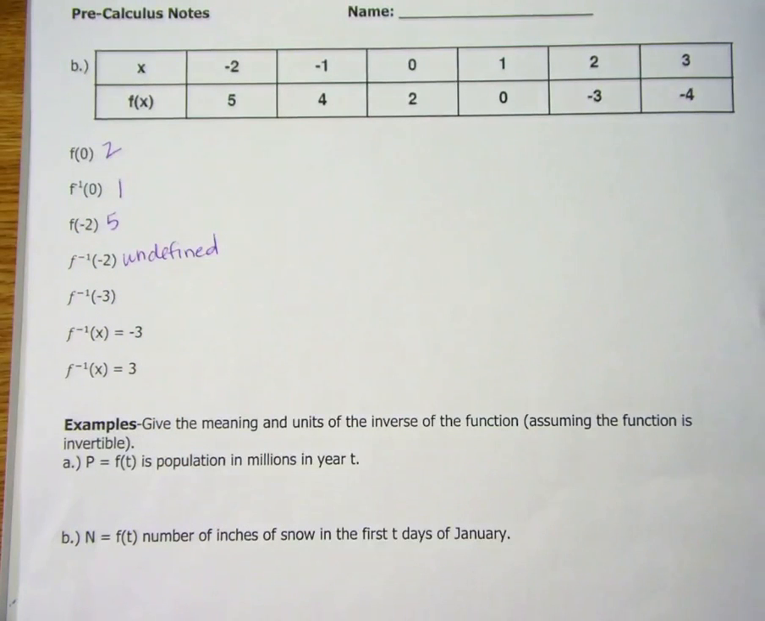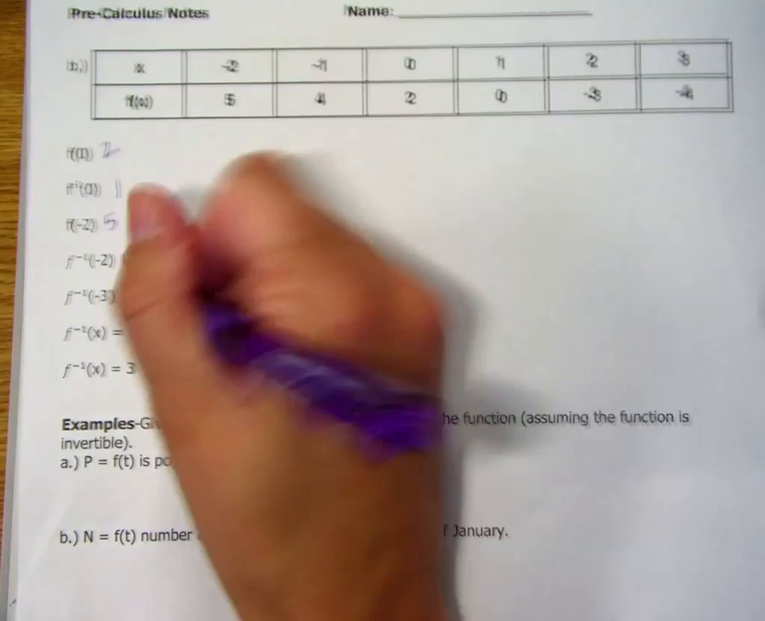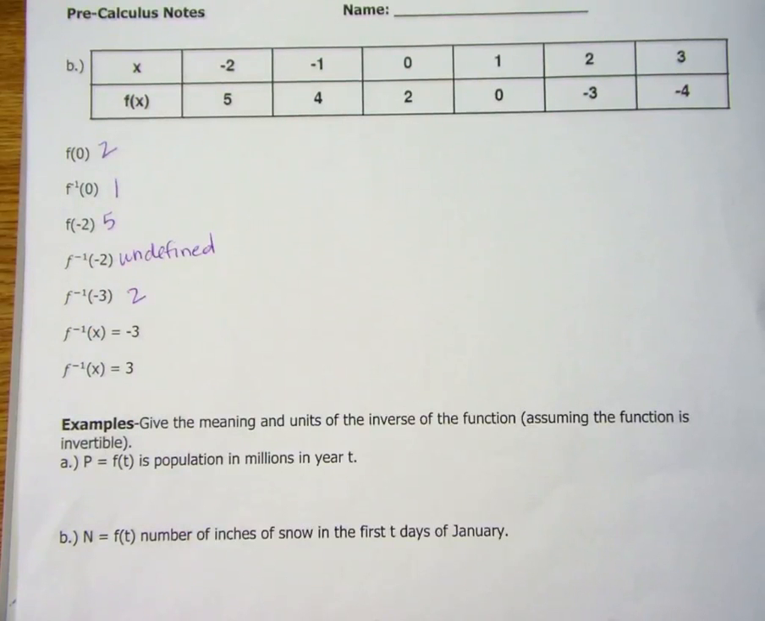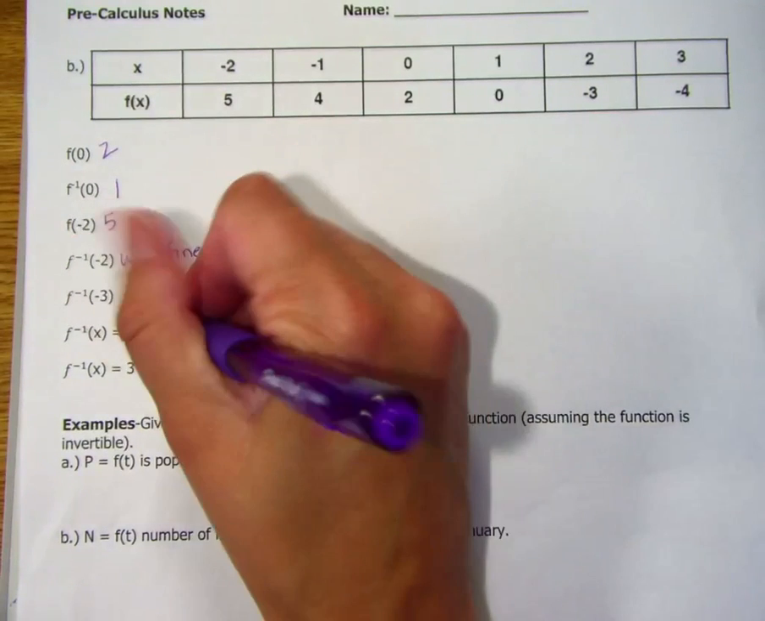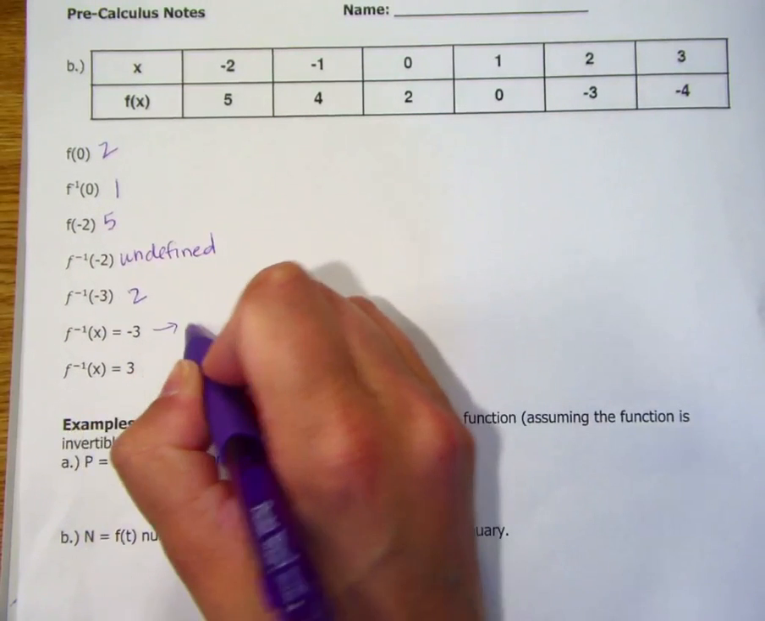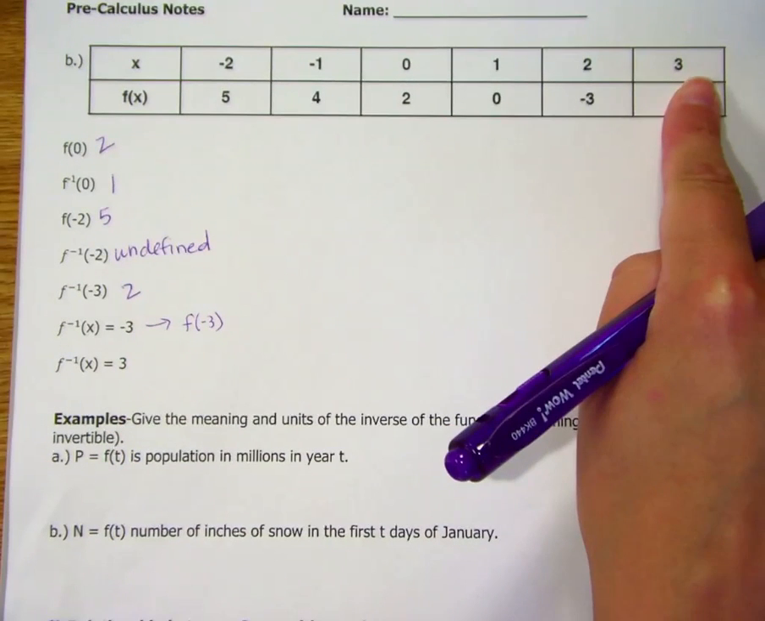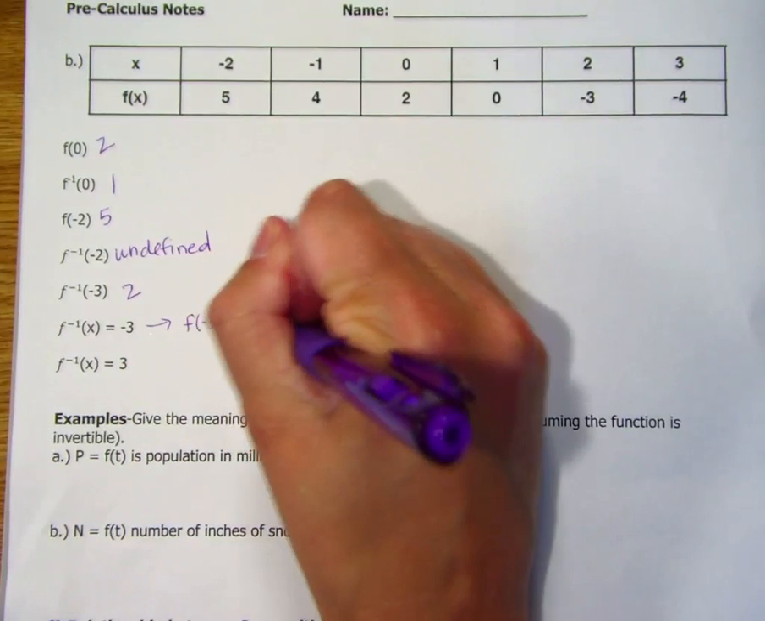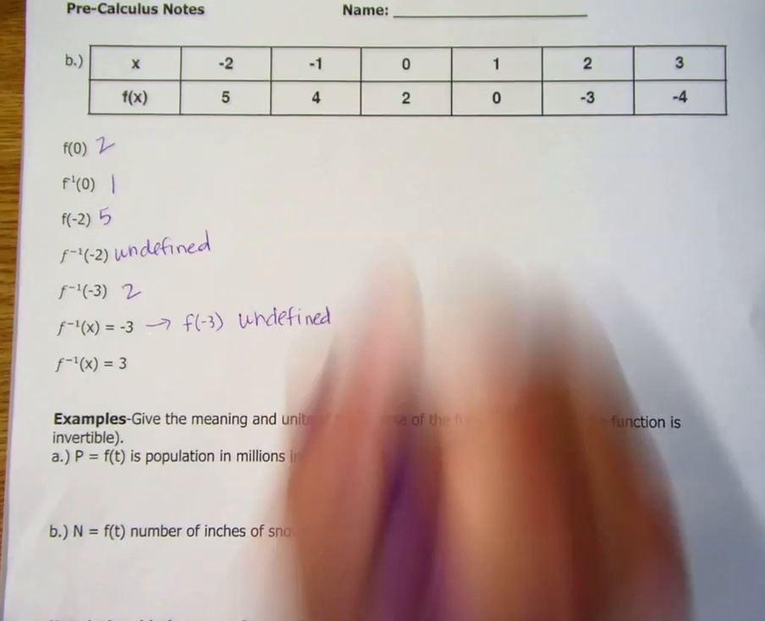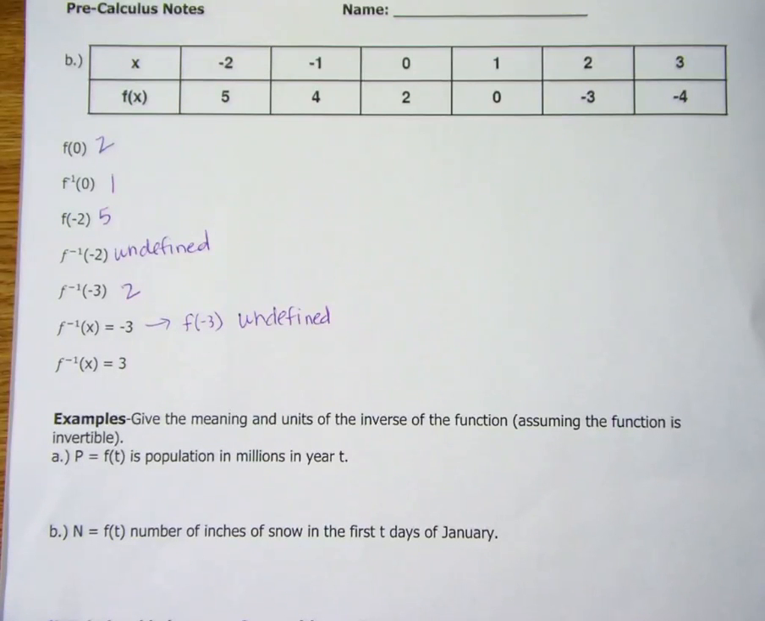Trevor, inverse of f of negative 3. 2. Inverse of f of x equals negative 3. Robert, is that an x or undefined? It is undefined, because this is the same thing as saying, what is f of negative 3? Well, that's not given in your table, so this is undefined. And last but not least, Quentin, inverse of f of x equals 3. Negative 4. Awesome. Good job, guys.